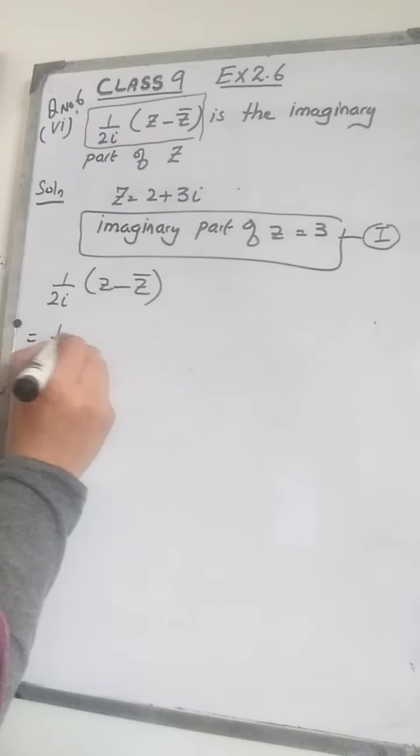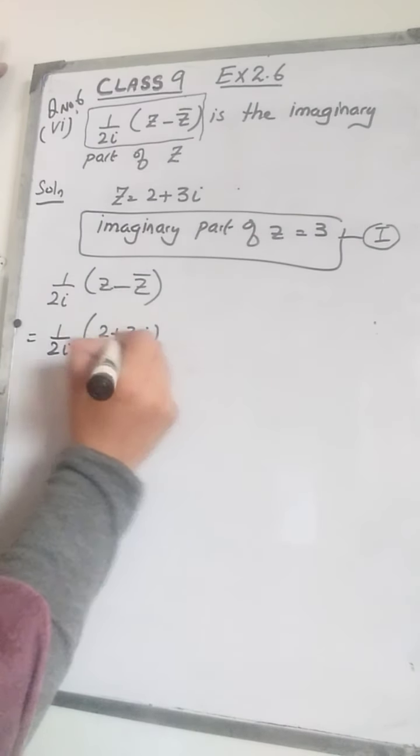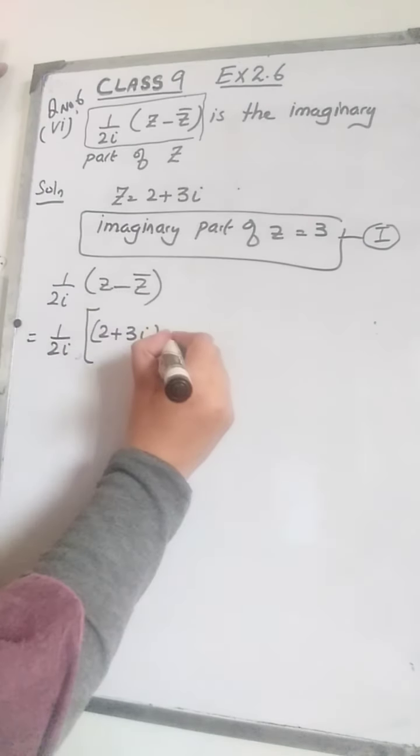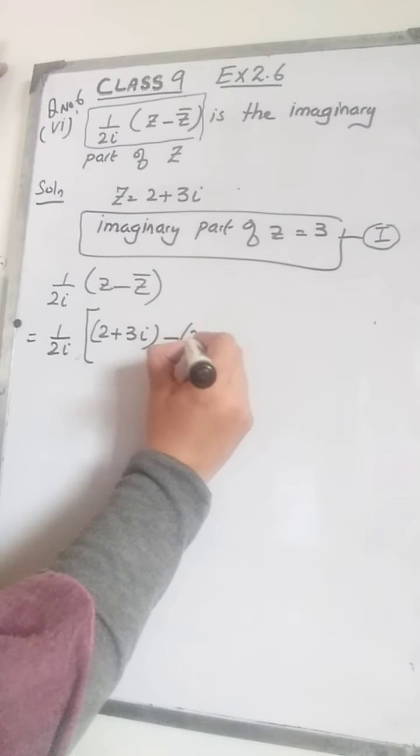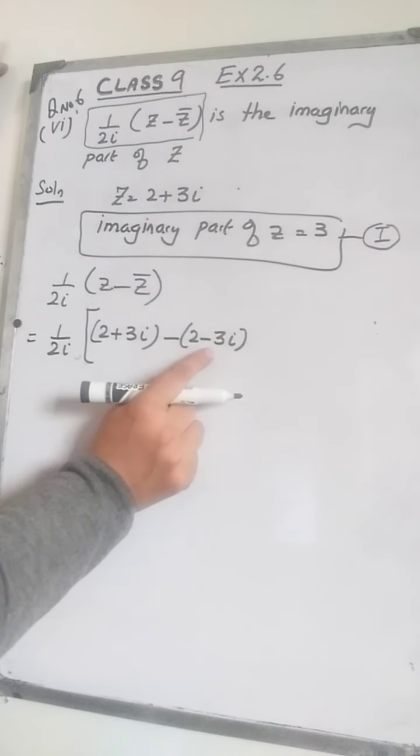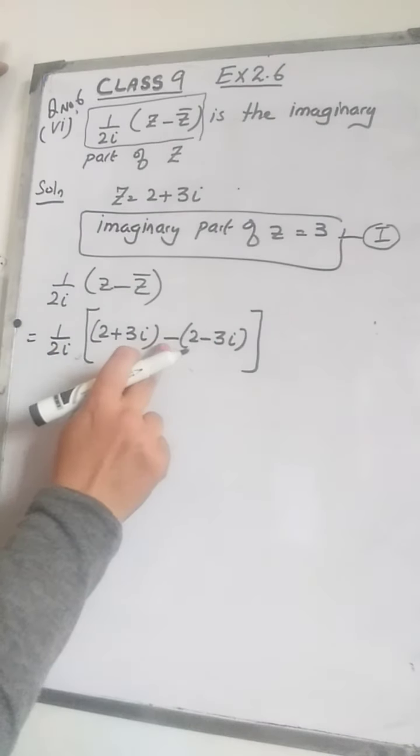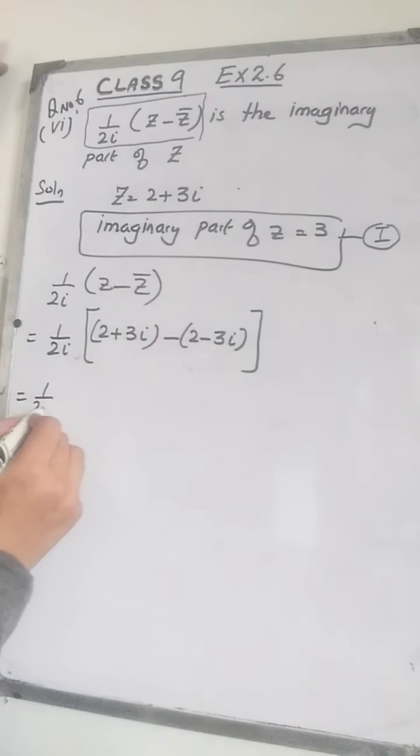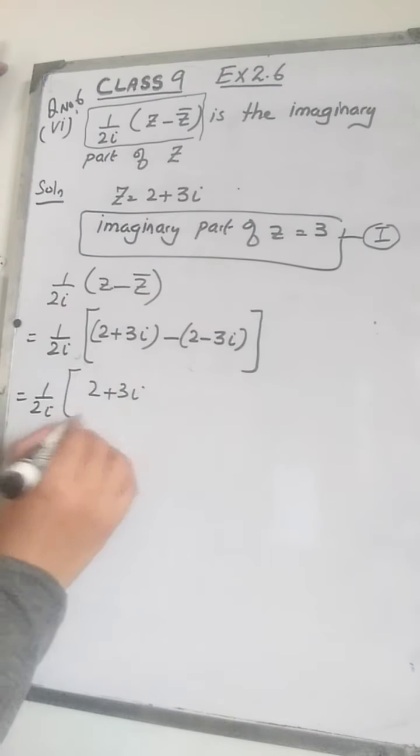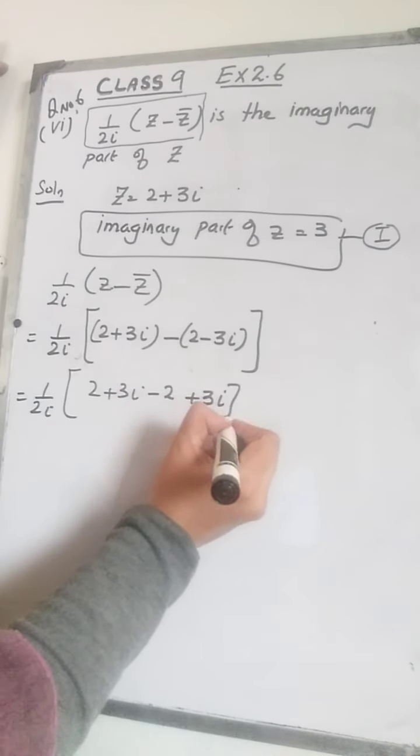Okay, so let's go. 2 iota, z is 2 plus 3 iota. Put the values of z and z bar. What is z bar? 2 minus 3 iota, the conjugate of z. This is z, and the conjugate of z will be 2 minus 3 iota. We are going to change this sign. So this is z minus z bar. 1 over 2 iota. Now this will be equal to 2 plus 3 iota, and opening this bracket will give us minus 2 plus 3 iota.